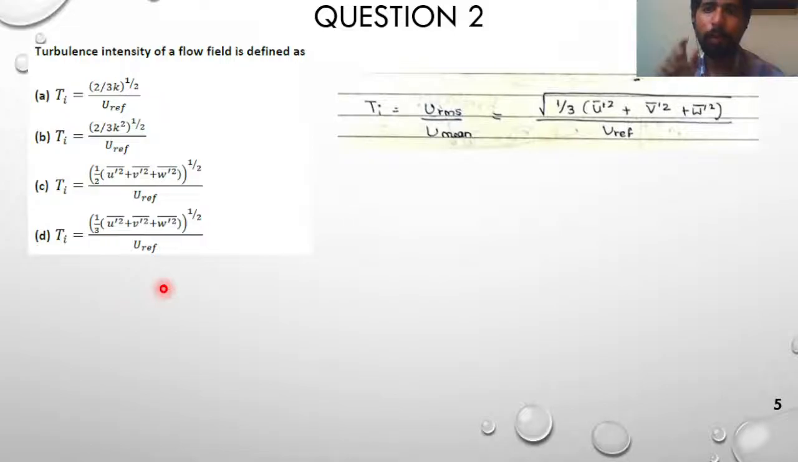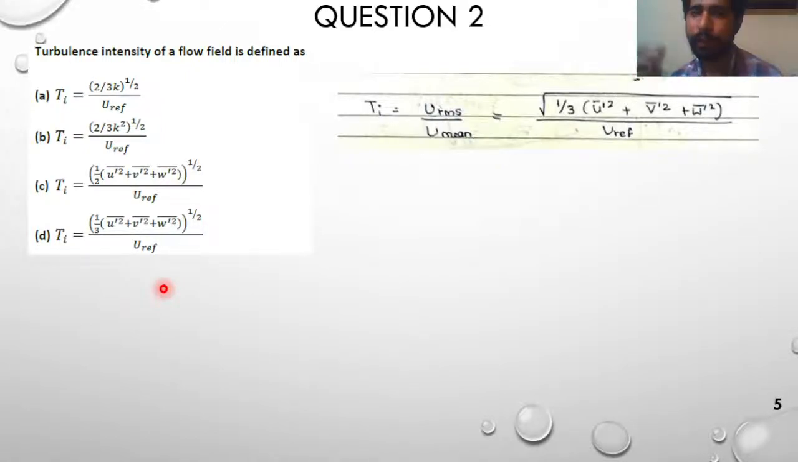So the turbulent intensity is defined as the RMS of the fluctuating component. It should be U dash RMS, that would be more appropriate, and then you have U mean or U reference, which is the mean component of the flow. In this way, what you are trying to judge here is how much turbulence is there.